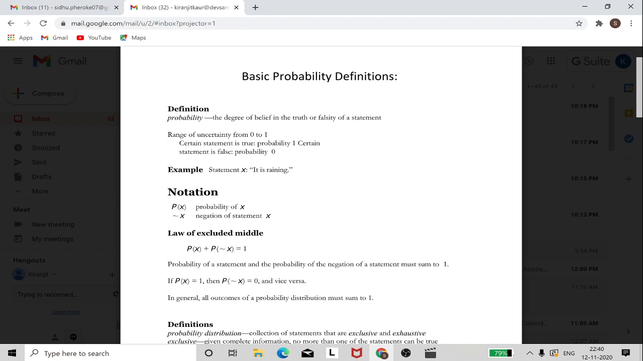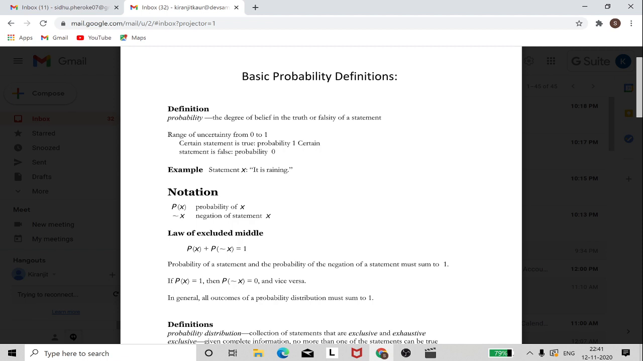What is probability? Probability is the degree of belief in the truth or falsity of a statement. So, whenever there is uncertainty, there is a value assigned to a statement that is greater than 0 and less than 1. So we can define it as the range of uncertainty. When I am certain that a statement is true, then that statement is assigned probability 1. And if I am certain that the statement is false, then it is assigned probability 0.